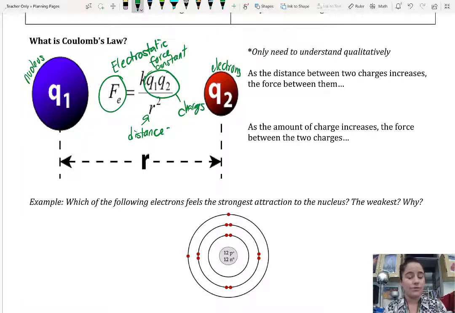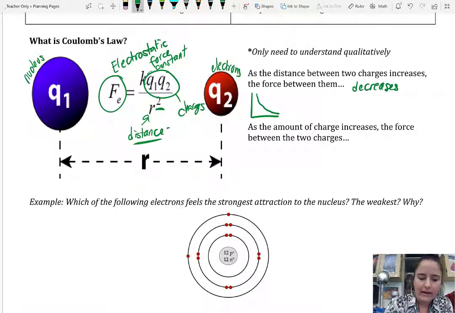While in AP Chemistry you do not need to be able to actually perform calculations using this equation, in fact, it's not even found on your equation sheet, but it is something that you need to understand conceptually and qualitatively. Basically, as the distance between two charges increases, the force between them decreases. Okay? But it doesn't decrease linearly. Because of this square in the equation, it actually decreases proportionally. You might say exponentially, but it's by the square, okay, the inverse square.